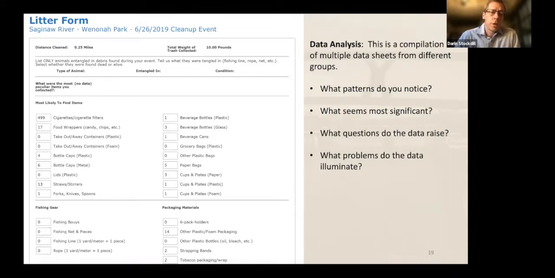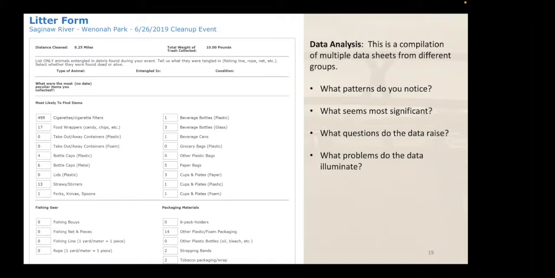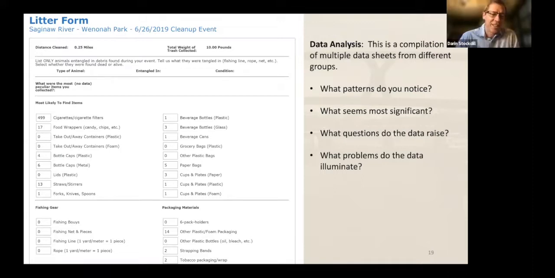What do you notice in the data? So basically what you do is you have teams, everybody's got gloves and buckets and their safety protocols, and you're picking things up. And as you pick them up, you categorize them and record them. So what do you notice? Lots of cigarette butts. Yeah, lots of cigarette butts.